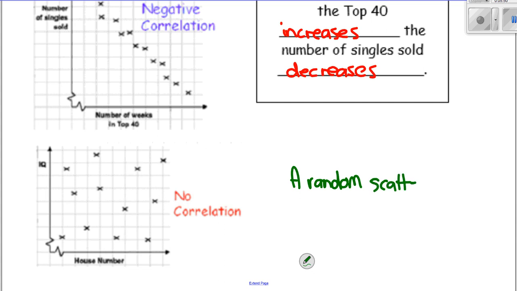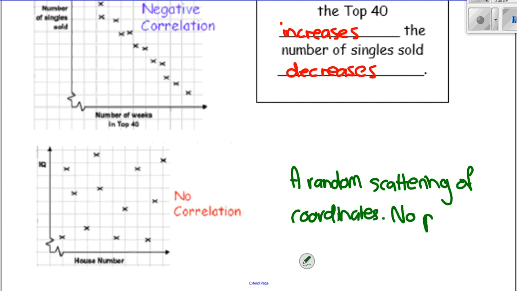A random scattering of coordinates. There is no upward or downward trend. No positive or negative trend as you go from left to right. A classic example of that is house number and IQ. Whether you live at number 50 Mill Street or 70 Mill Street doesn't affect your IQ. That just makes no sense whatsoever. So that's an example of something that would come up with no correlation.